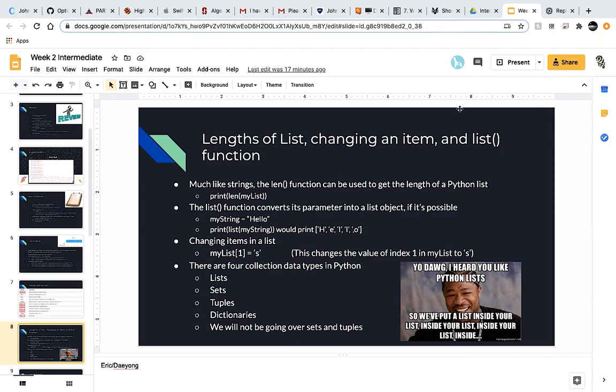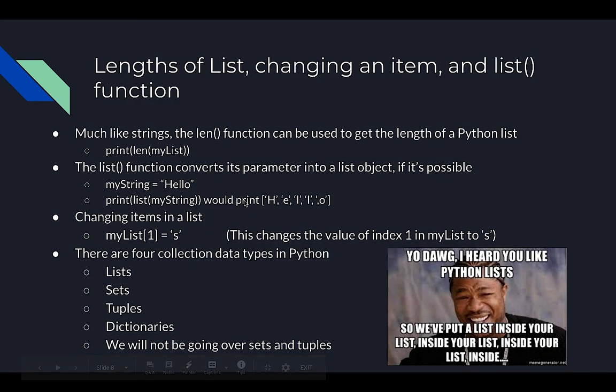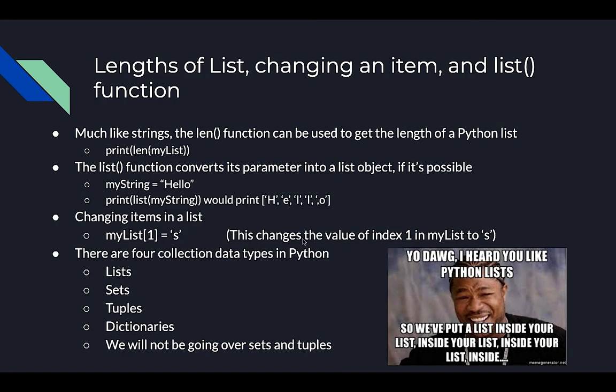So does everybody understand everything here? This is all of the list stuff we're going to do for today. And we're going to do conditions after this, but this is all the list stuff. So does anybody have questions up to this point?